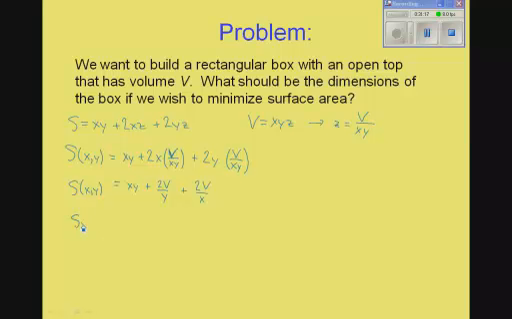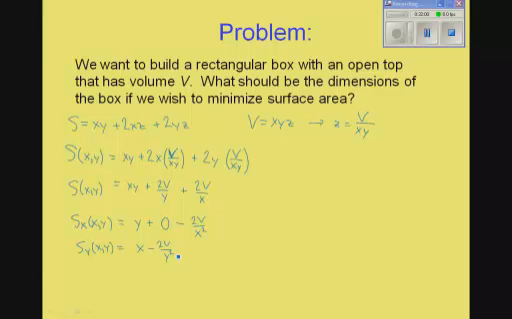Okay, so what do we do? Well, we compute Sx of xy, right? So I get y plus, well, 0, right? Because we treat the y as a constant. And then this is 2v x to the negative 1, so I'm going to get minus 2v over x squared. Does that look right? Okay. And then similarly, because you have symmetry, Sy of xy will be, if you work it out, x minus 2v over y squared.